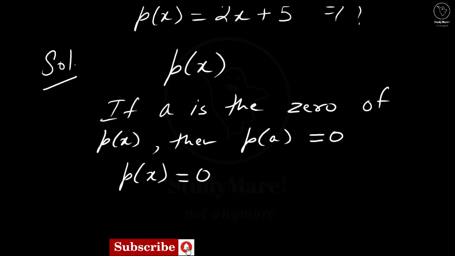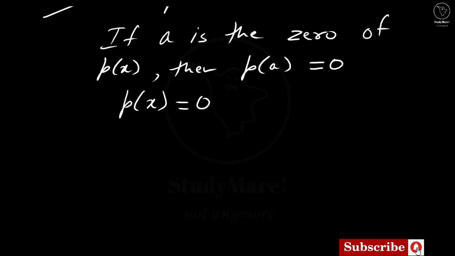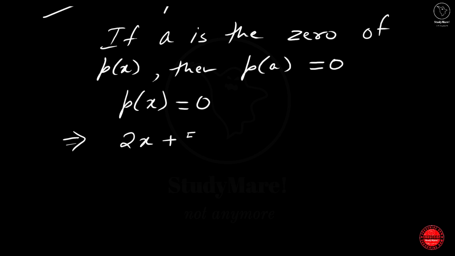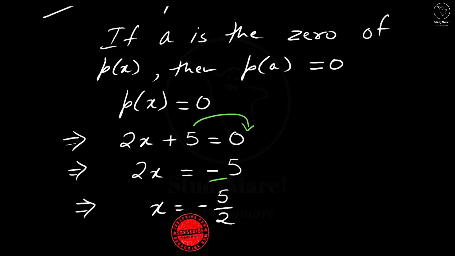What is p(x) here? It is 2x + 5. So we can write 2x + 5 instead of p(x), which means 2x + 5 = 0 if we have to find the 0 of the polynomial. Just simplify this. We have 2x = -5, because 5 goes this side, changing the sign, which gives x = -5/2.